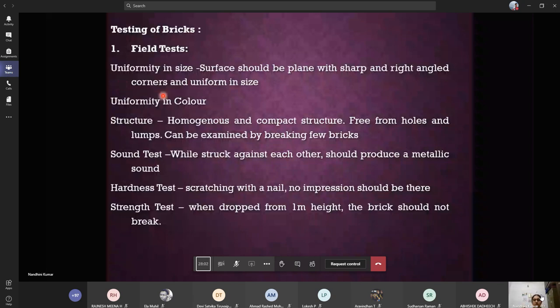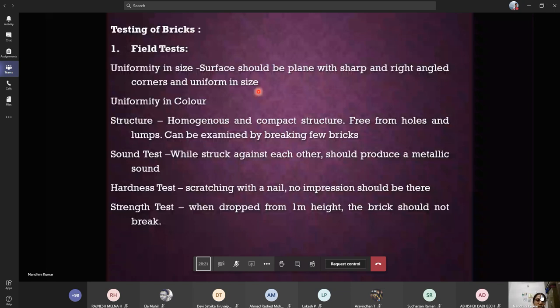If the corners are not proper, if they are not sharp, then think of a wall without proper shaped bricks, how it will be. One will be round headed, one will be angular ended, one will be sharp headed. So the uniformity of the wall will not be proper.